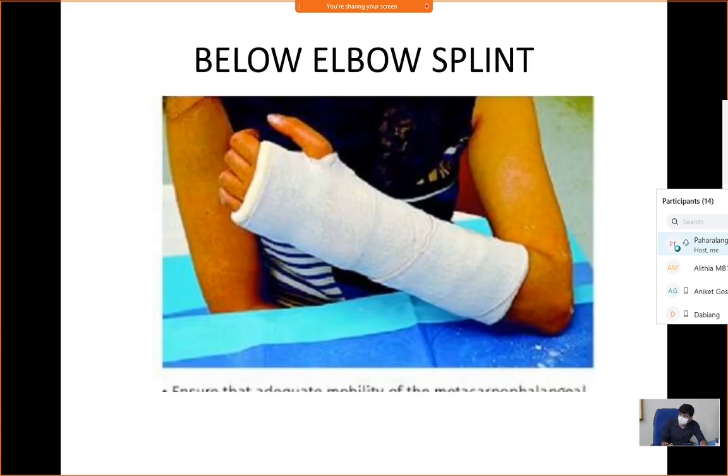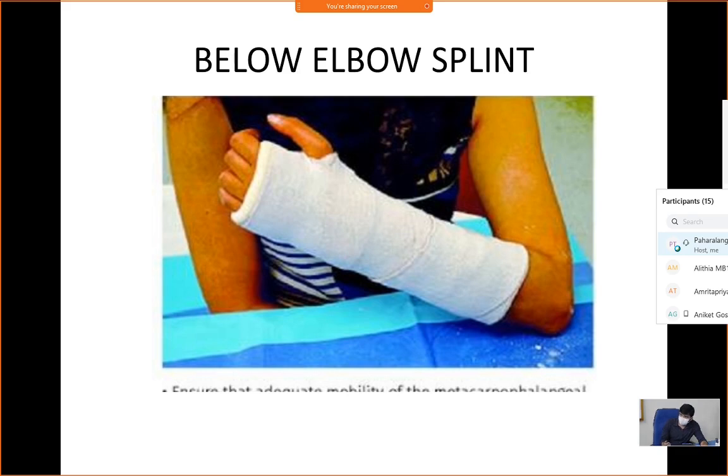Okay, this is the below elbow splint. This can be made from PUP, fiber cast, Kramer wire, whatever. The below elbow splint, because this does not include the elbow, and you can move the elbow. Only the wrist is immobilized.